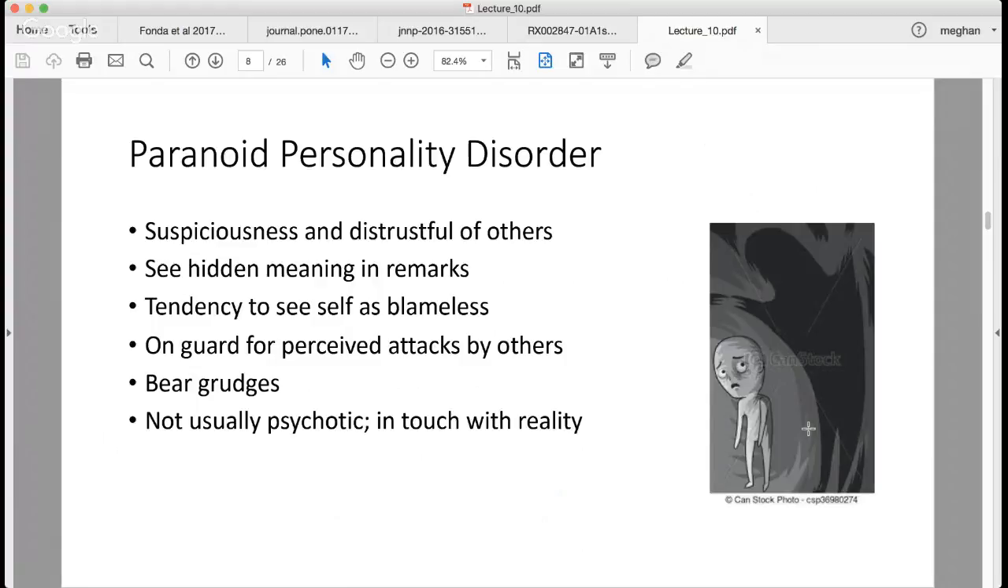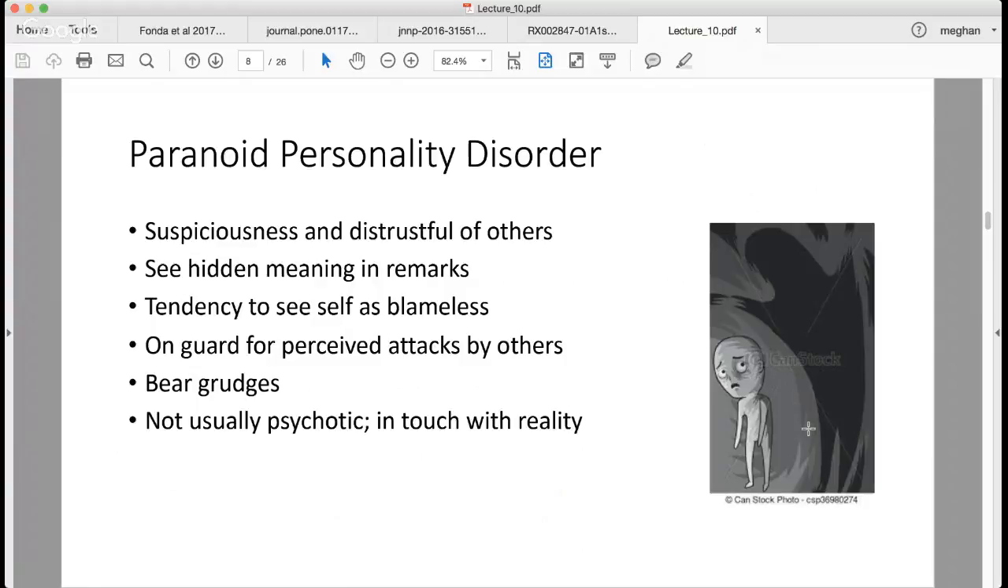Paranoid personality disorder is the first one we'll discuss. Individuals with this disorder are suspicious, they distrust others, they bear grudges, they refuse to forgive perceived insults or slights. They can display violent behaviors, rigidity, hypersensitivity, and argumentativeness. The person is constantly on guard for attacks from others. The prevalence is around 1 to 2%, with equal numbers of men and women being affected.